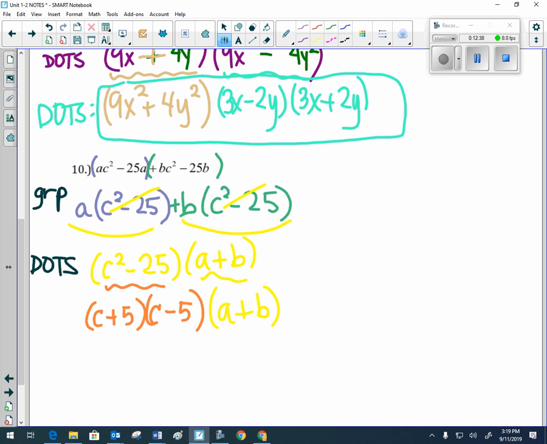So you can see you complete one of the kinds of factoring completely before you go ahead and start looking to see if you can do more factoring after that. So you only focus on one kind of factoring at a time when you're working on these questions.